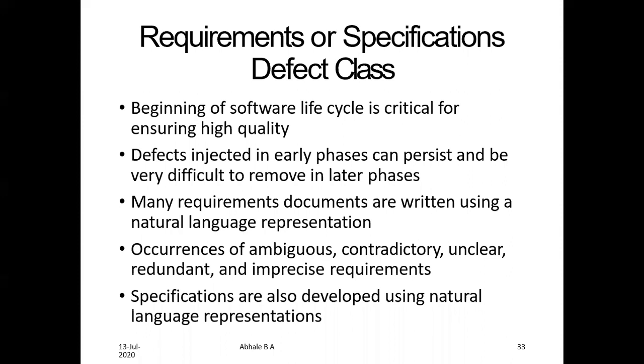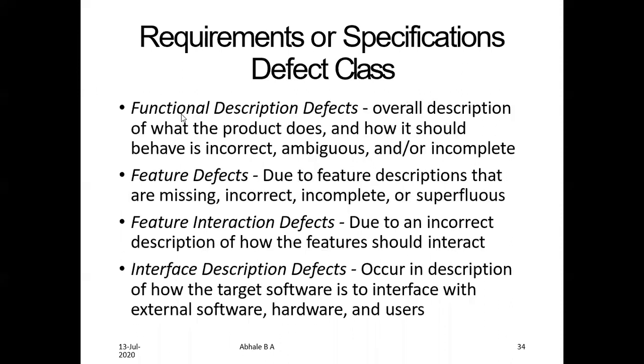Specifications are also developed using natural language representation. Then some defects: functional description defects. The overall description of what the product does and how it should behave is incorrect, ambiguous, and incomplete. So requirements sometimes may be incomplete also. It may be ambiguous to the writer or the analyst, or the requirement analyst cannot properly write down the functional description. That will lead to a functional defect in our application.